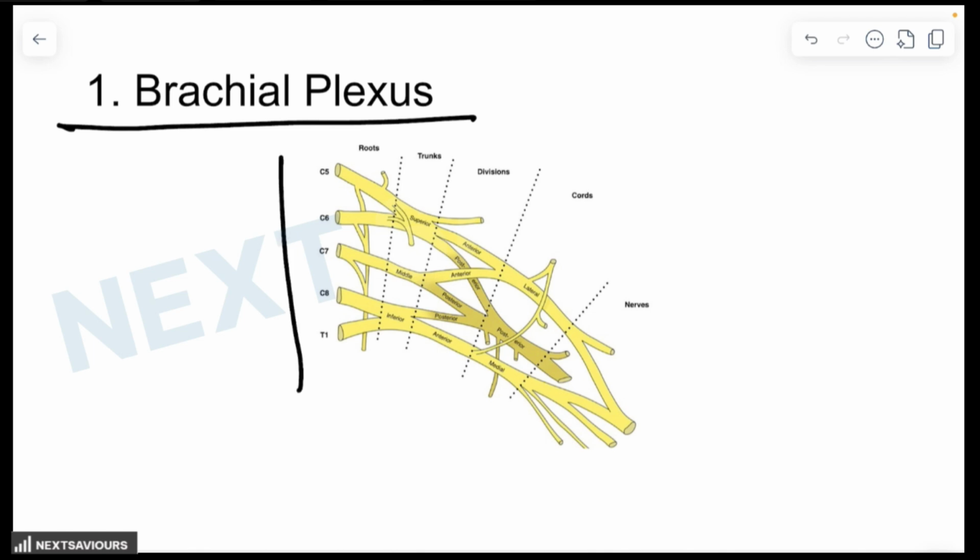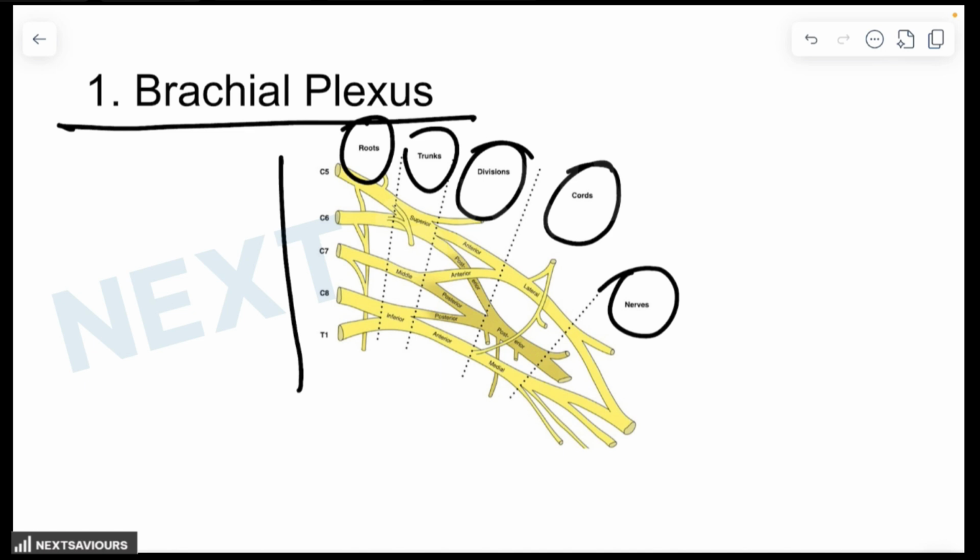Anatomically this topic is important, but also consider what happens if there is involvement of the roots, trunks, divisions or cords in an injury, and ultimately the branches, in the form of Erb's palsy, Klumpke's palsy, and the outcomes of median, ulnar, or radial nerve injuries. So be ready for this kind of question this year too.